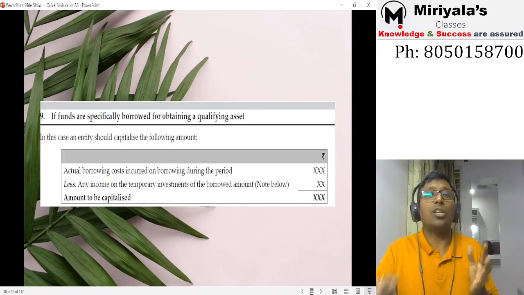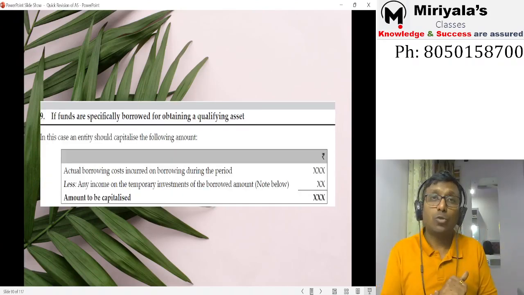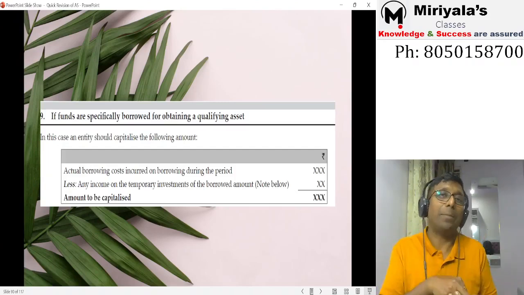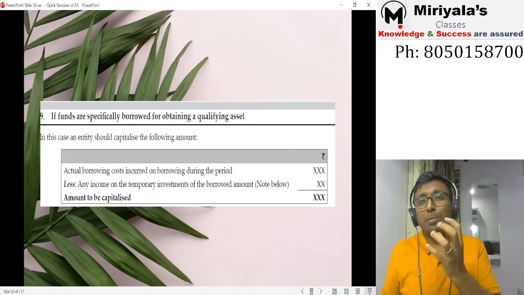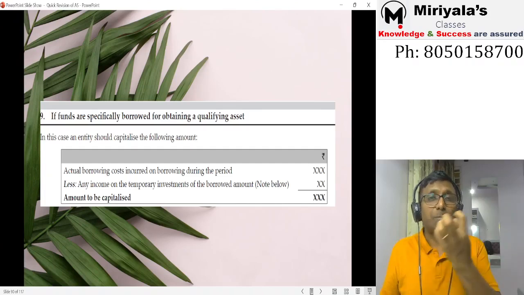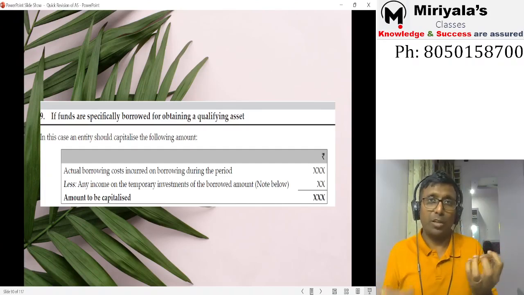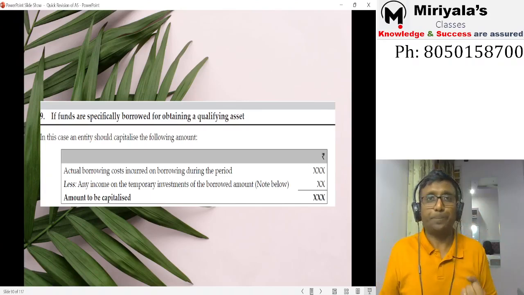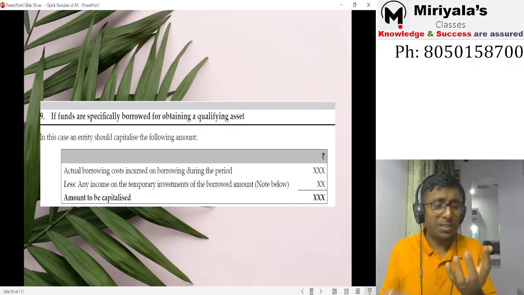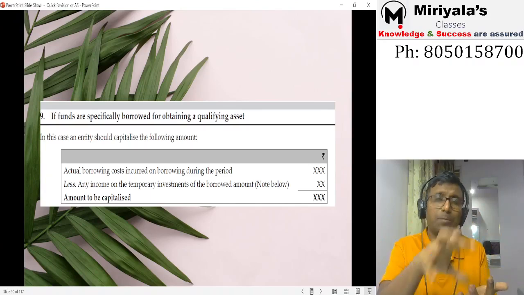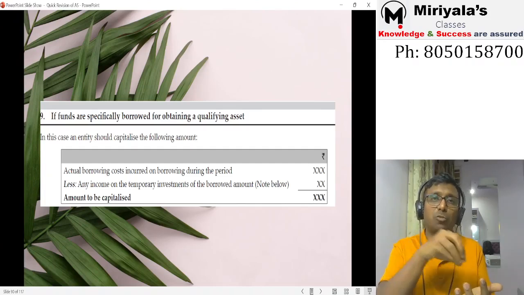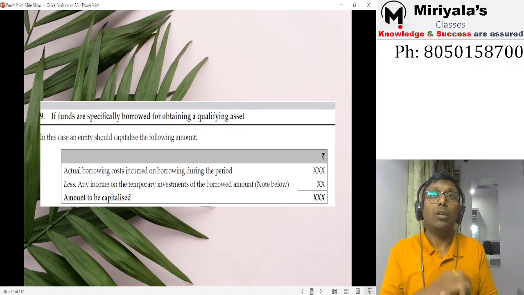The next discussion is how much to capitalize. How much amount of money should be capitalized? Yes, it depends upon the type of borrowing. Is it a specific borrowing or is it a general borrowing? If it is a specific borrowing, got my point? If it is specific, it means the loan has been taken for the purpose of factory construction only, I have borrowed for that. Then what should I do?